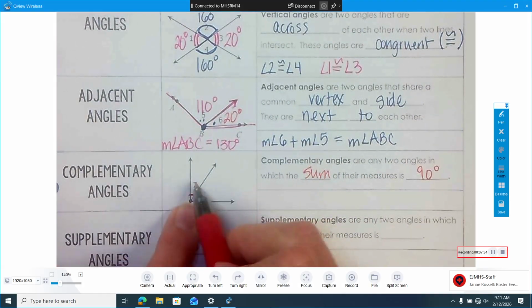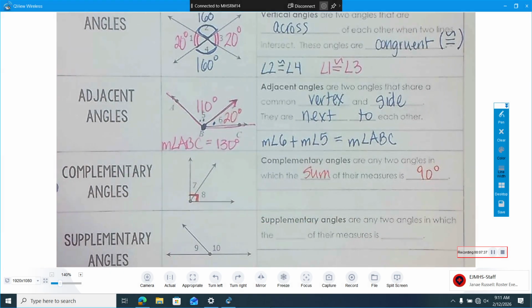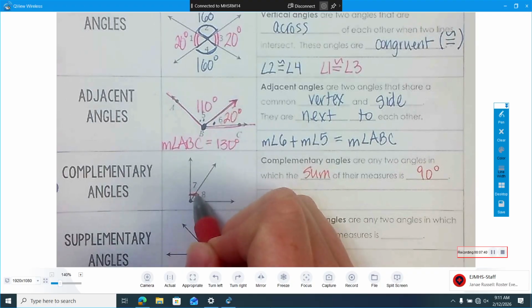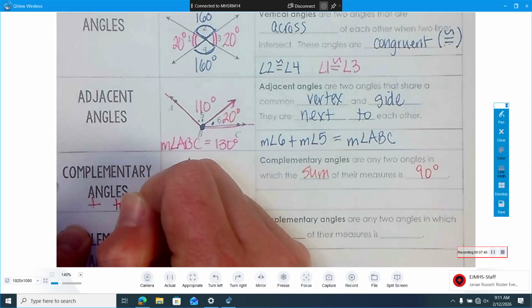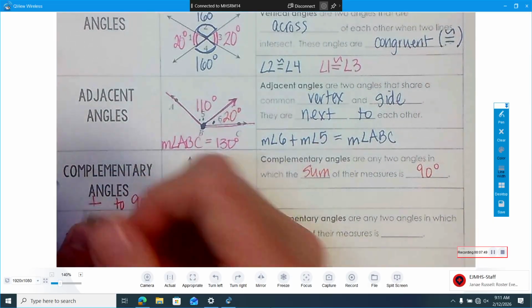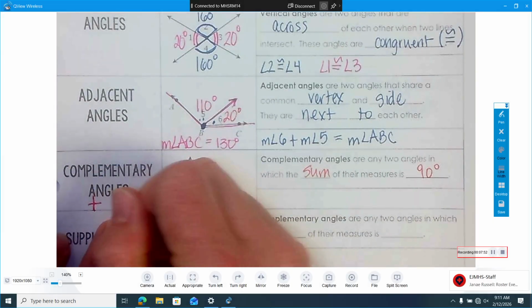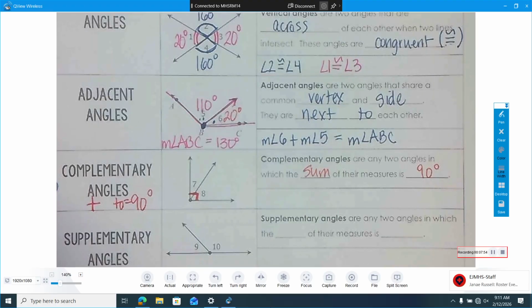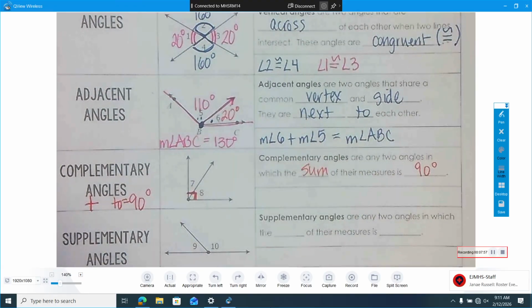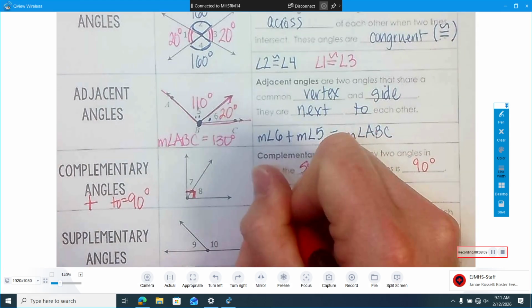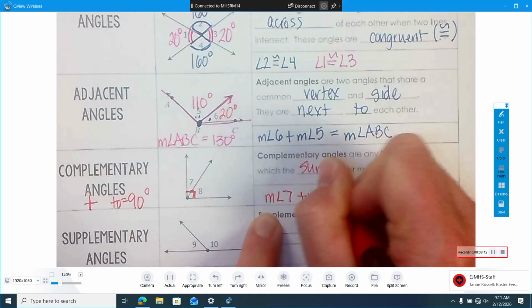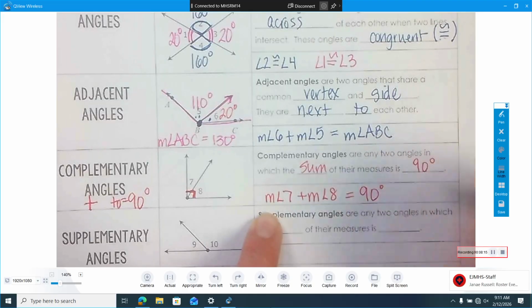So these are two angles, angle 7 and angle 8 here, that come together and make a right angle. And because they make a right angle, they're going to add to 90 degrees. So you might want to write that in. They add to equal 90 degrees. Anytime you see that word complementary, it means they're going to be 90 degrees. So the measure of angle 7 plus the measure of angle 8 is going to equal 90 degrees.